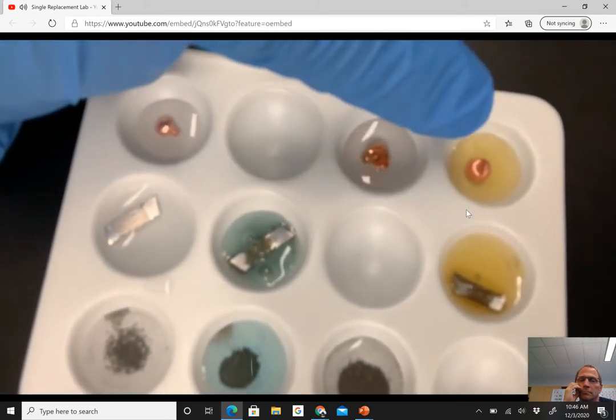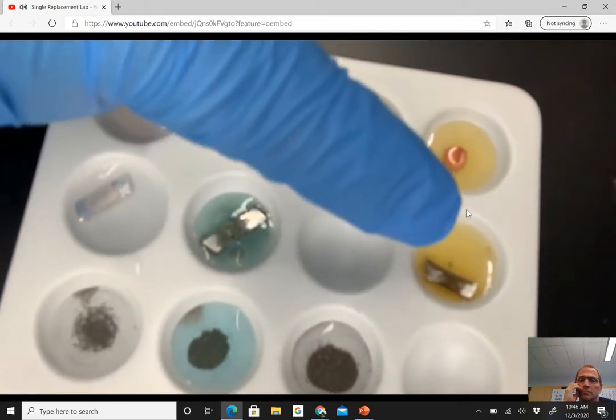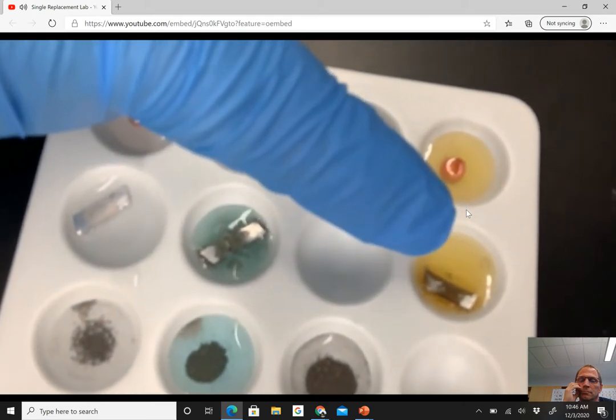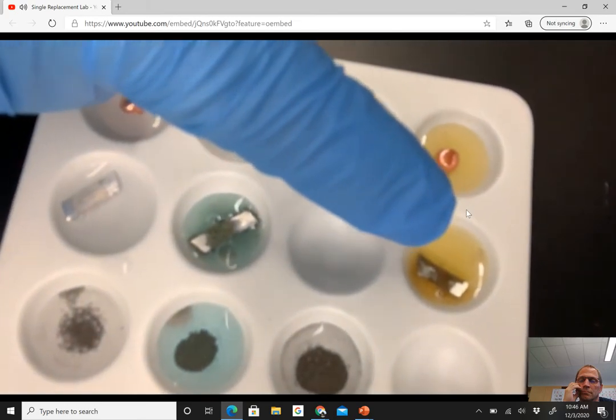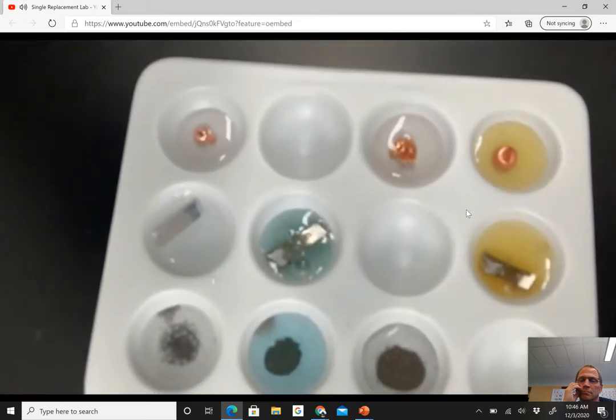No reaction with the copper here, with the copper and the iron. And then here you have the magnesium and the iron definitely reacting. You got gas formation. You even have some precipitate formation. So that's what we're looking at.